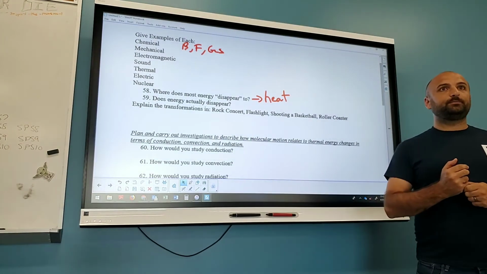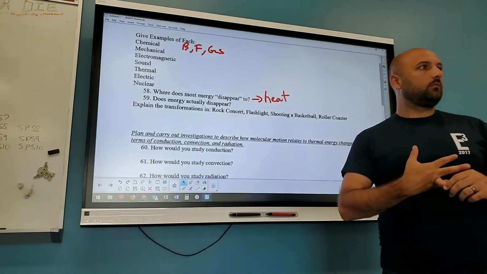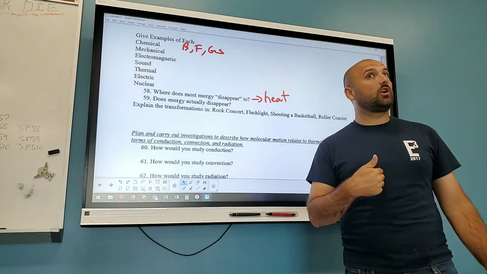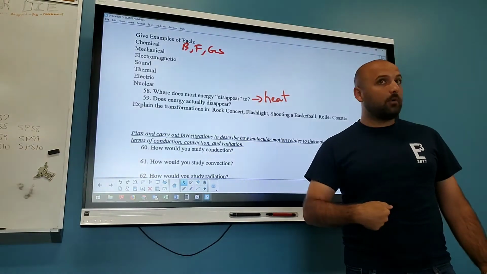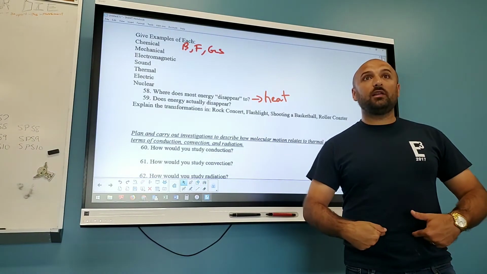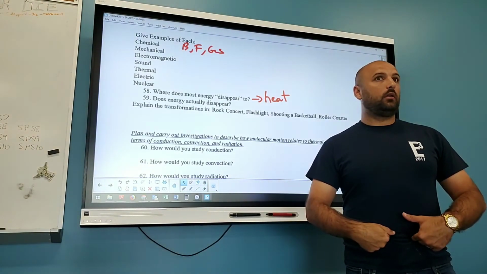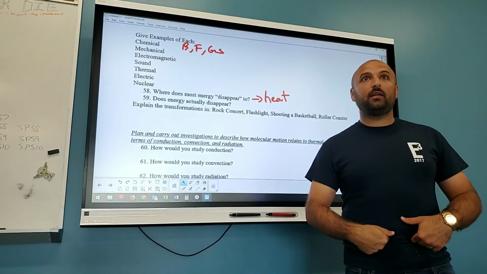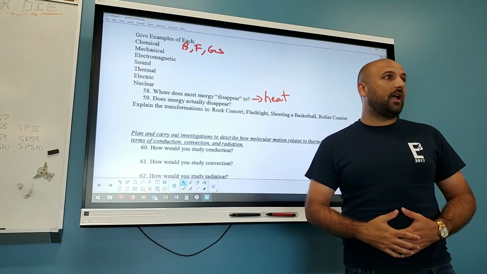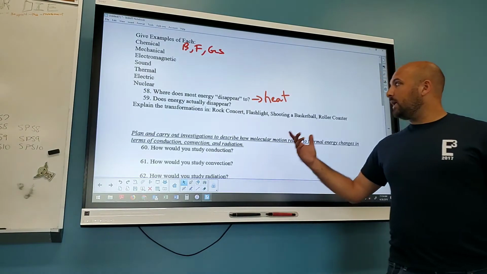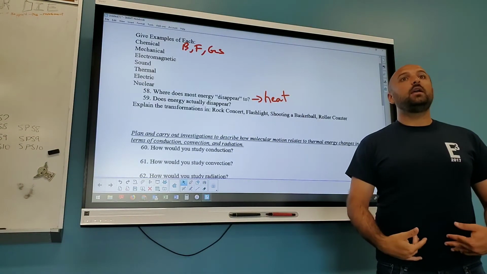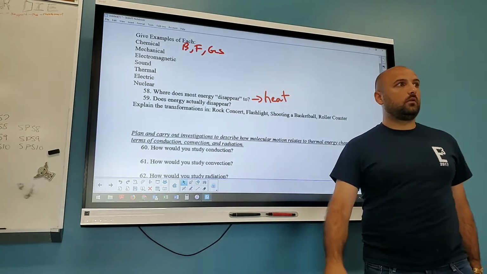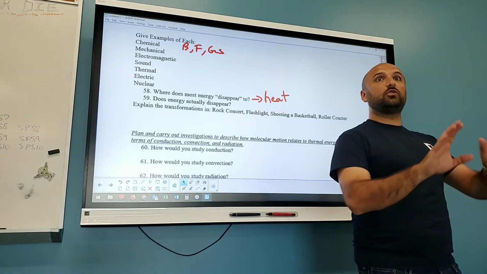Shooting a basketball. I'm doing it, so it starts with what? Starts with chemical. I can't do anything unless I did what earlier? I ate. Exactly. I can't do anything without food. That's why people die when they starve. So I need energy. Before I can shoot a basketball, I have stored chemical energy, and then I convert that into what? Kinetic energy, and I shoot the basketball in the air.